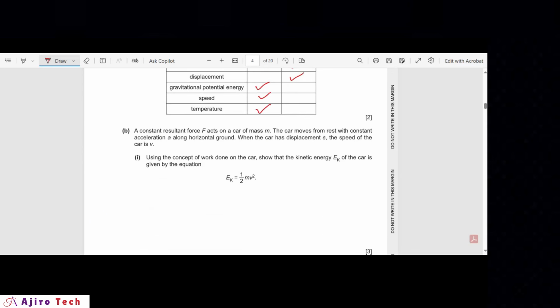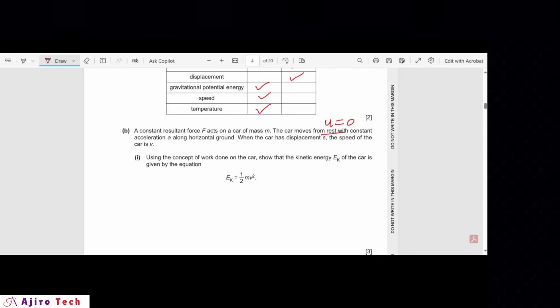Question 1B. A constant resultant force F acts on a car of mass M. The car moves from rest with constant acceleration along horizontal ground. When the car's displacement is x, the speed of the car is v. So we have to prove the formula for kinetic energy, which is given as 1/2 mv squared. The key words here to start with are "from rest". This means that u is equal to 0.